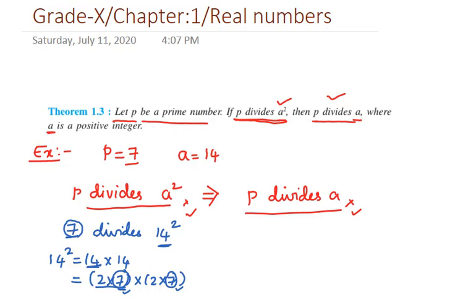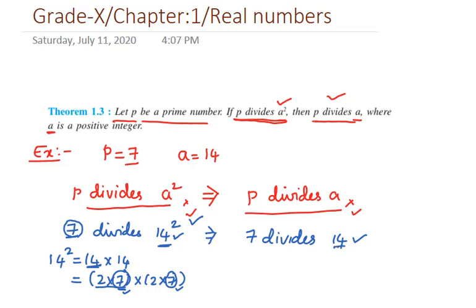Now do we have 7 as a factor in 14 square? Yes, we have 7 as a factor in 14 square. Therefore this statement is satisfied. 7 divides 14 square is satisfied. So what I said just now: if this statement, 7 divides 14 square, is satisfied, then definitely this condition also is satisfied. Which condition? 7 divides 14. This statement is also satisfied.